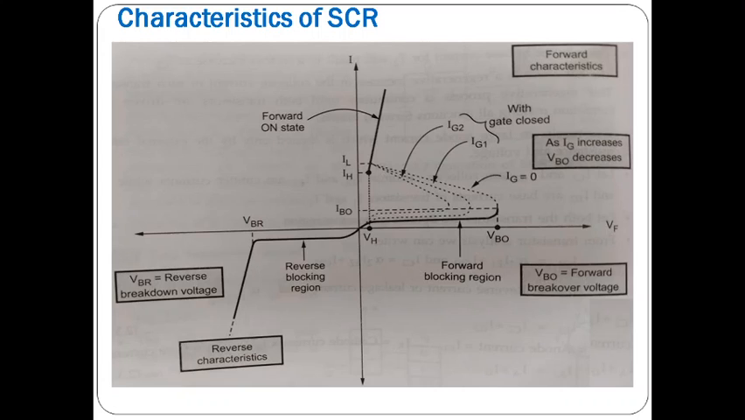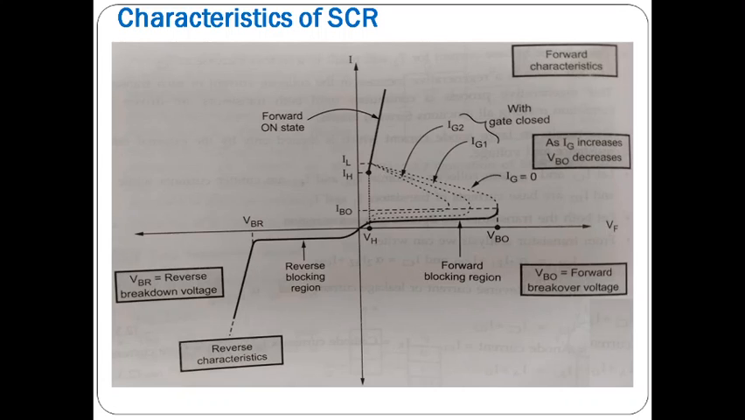So you can observe here IL and IH. Holding current is the value of current below which the SCR switches from conduction state to forward blocking state. So it is nothing but conduction state to forward blocking state. Latching current is the minimum current flowing from anode to cathode when SCR goes from off state to on state and remains in on state. That means we can even remove the gate bias.